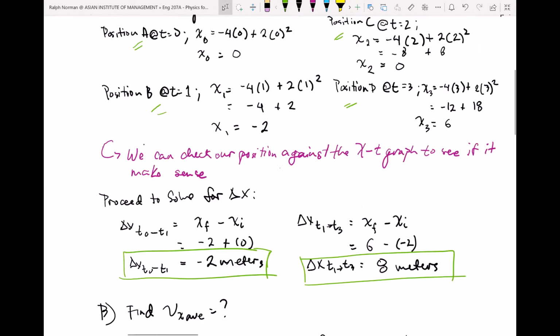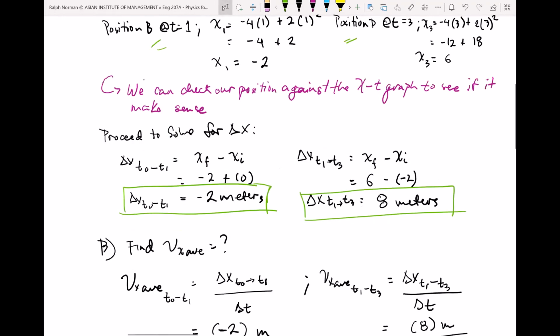Okay, proceeding to solve for delta x, it's simply the change in position, so final minus initial. In this case, the displacement for 0 to 1 second will be the final position at 1 second minus the position at 0 seconds, so that will be negative 2 minus 0, yielding 2 meters, and the following one from 1 to 3 will be 8 meters.